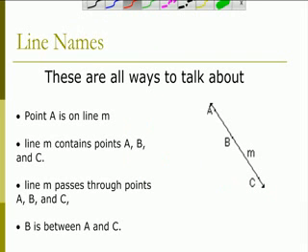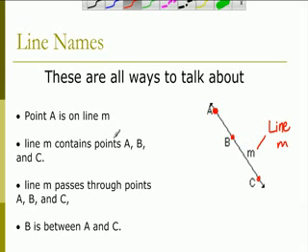Now, these always talk about a line. So if you look on this line, we have point A right here, point B, and point C, and then our lowercase m. This would be line M. So on here, point A is on line M, because we have line M, and here is point A. So we can say point A is on line M. We can say point B is on line M. Point C is on line M.